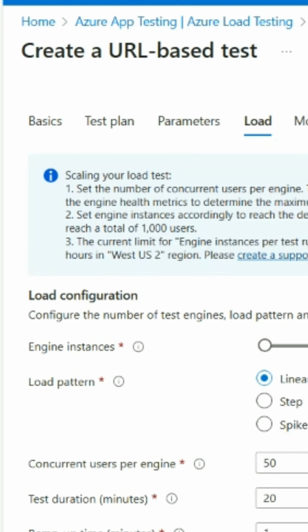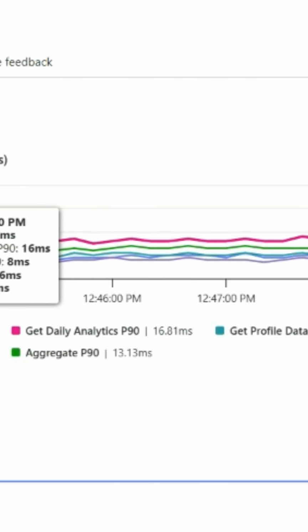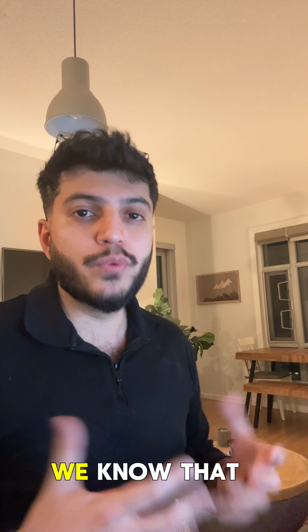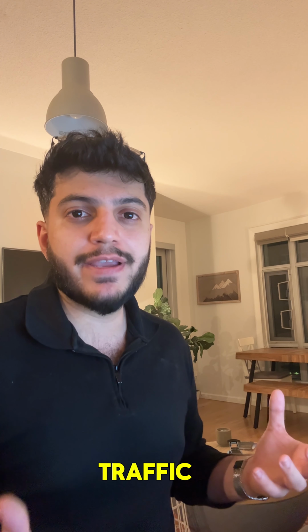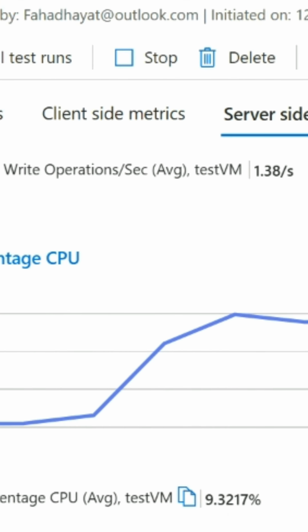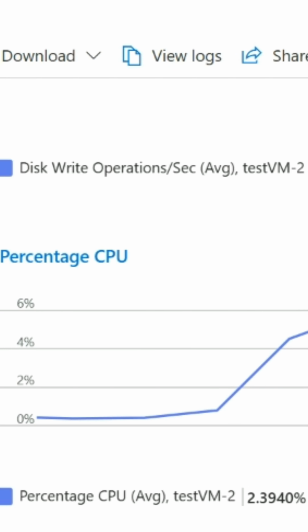And now, as always, when we run our load test this time through our API gateway, we can see that the API gateway acts as a single entry point distributing traffic to our other services. We know that the user service is taking more traffic and it's compute heavy. So when we look at the CPU of the machine on which the user service is running, we can see that its CPU usage is higher compared to the analytics and activity services.